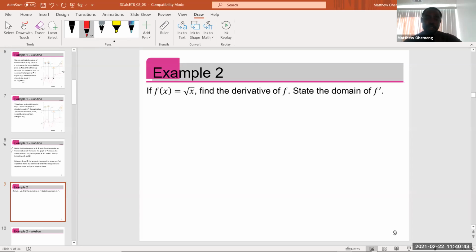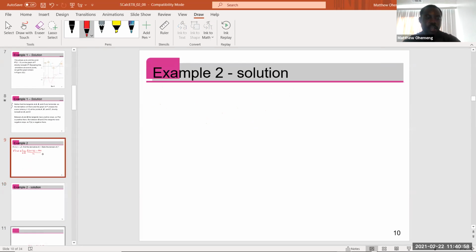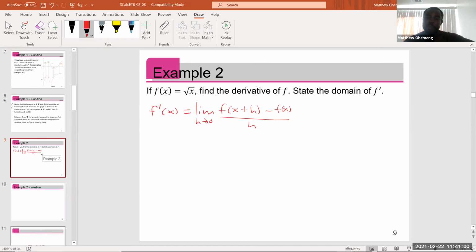Well, with that one, we know the formula, right? The formula we've memorized is f prime of x is equal to the limit as h approaches 0 of f of x plus h minus f of x all over h. Right, so we start with the formula.